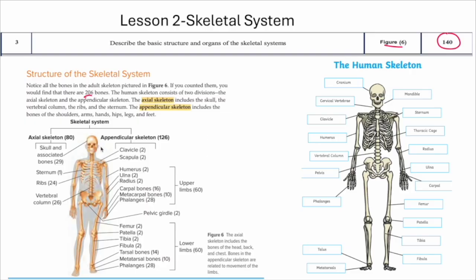So your skeletal system is mainly divided into two, that is the axial skeleton and the appendicular skeleton. It is very easy to identify the axial skeleton. If you draw a line like this, you will get the axial skeleton. So what are the parts of the axial skeleton? The axial skeleton has the skull and the facial bones, the associated bones. There is a bone called the mandible and maxilla, and these are protecting your brain.